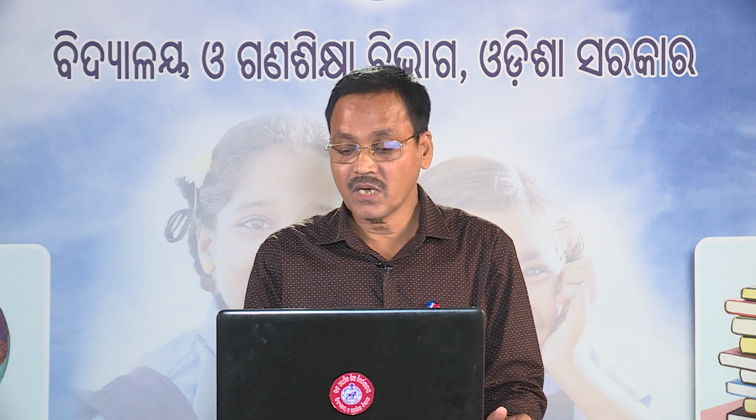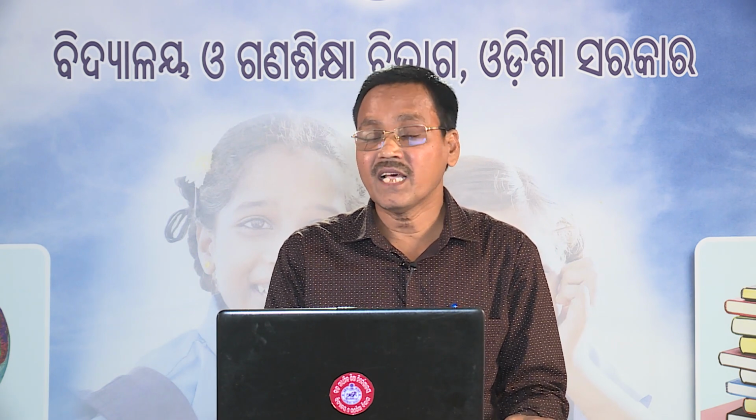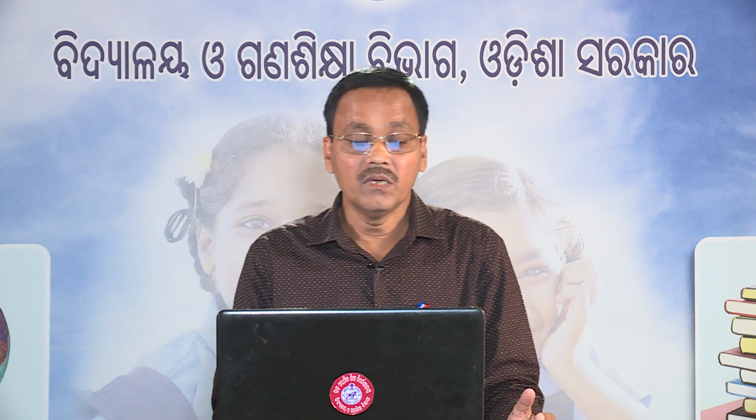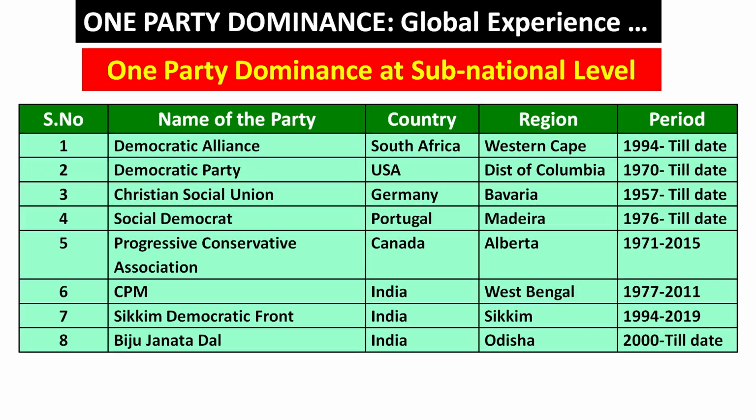in power since 2009. So, if we look at the subnational level, regional level or state level, there are some parties dominant there. Though some parties are dominant in the national sphere, other political parties dominate at the regional level or the state level or the local level. For example, Democratic Alliance of South Africa in Western Cape, though African National Congress dominates in the national sphere, but the opposition Democratic Alliance in South Africa is dominant in Western Cape since 1994.